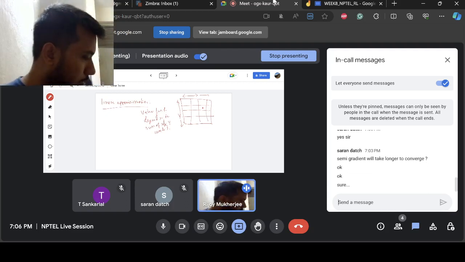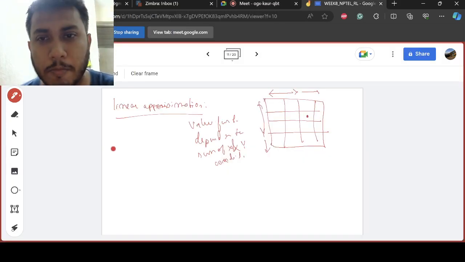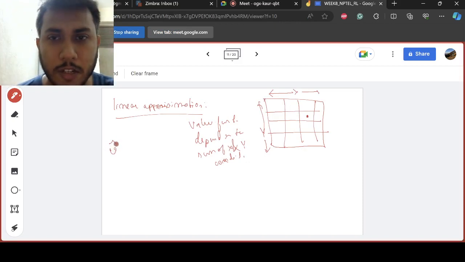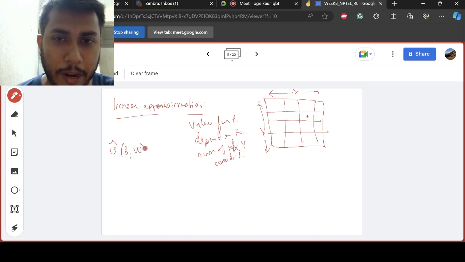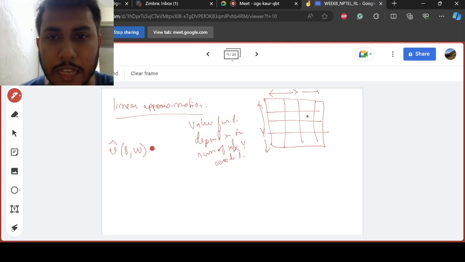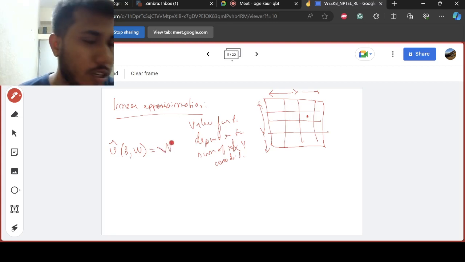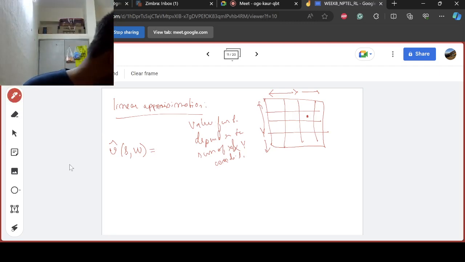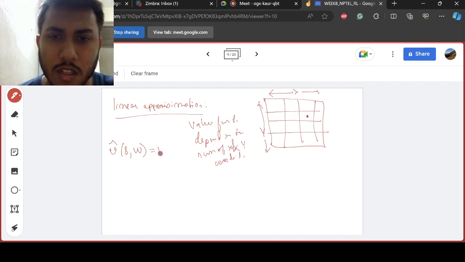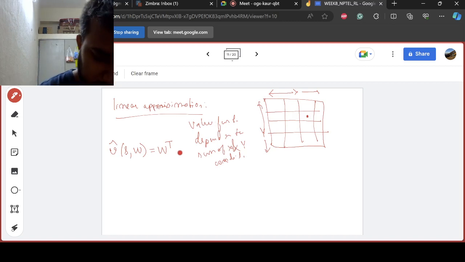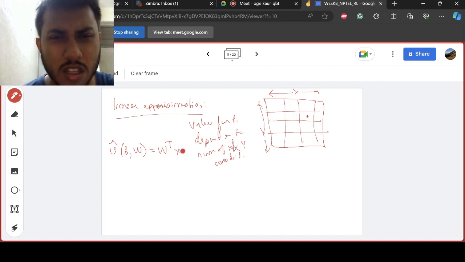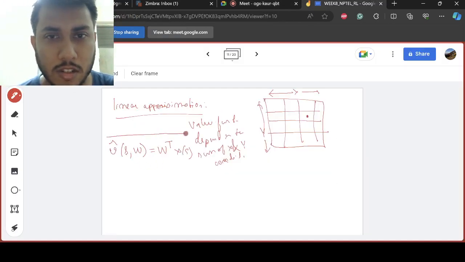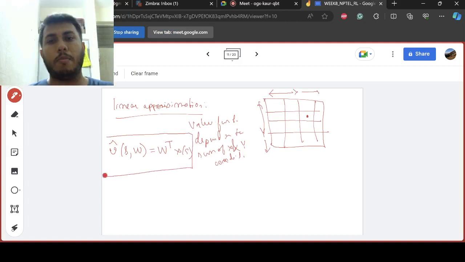Typically by linear approximation, what we mean is that the value function at state S and weight parameter W is given as W transpose x(s). This is typically how you represent your value function in a linear approximation setup.